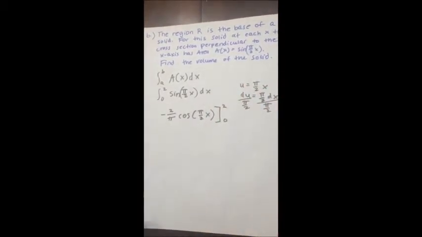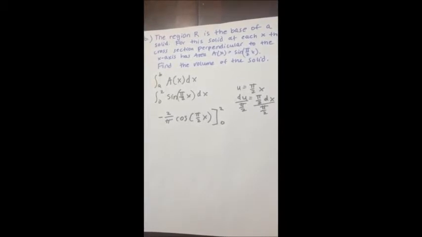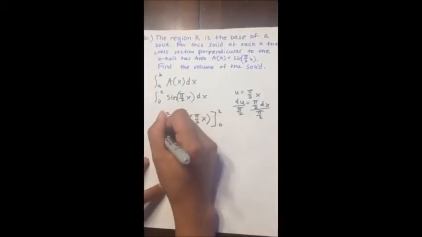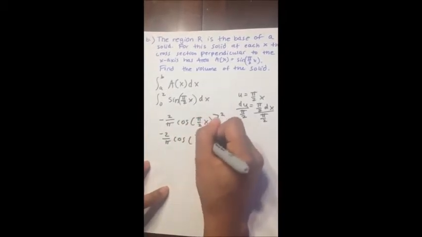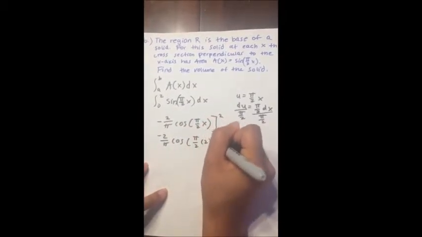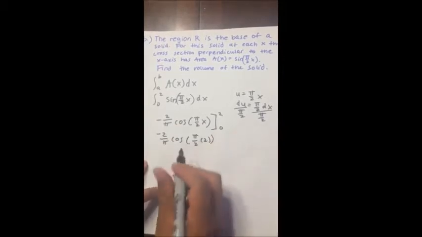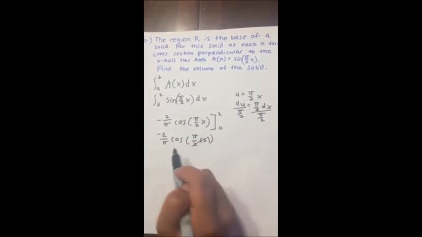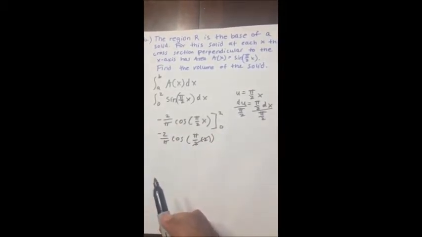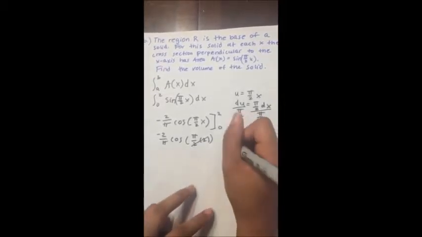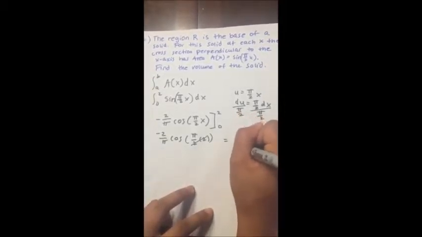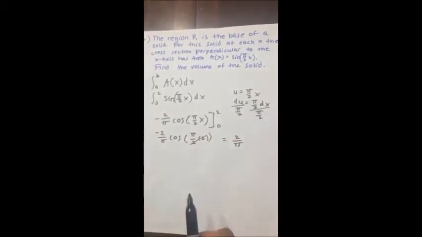Now we have to do f of b minus f of a, so we plug in 2. When we plug in 2, we get cosine of, so the 2's cancel out, cosine of pi, which equals negative 1. Negative 1 times negative 2 over pi will just give you 2 over pi. So this is our answer when we plug in 2.